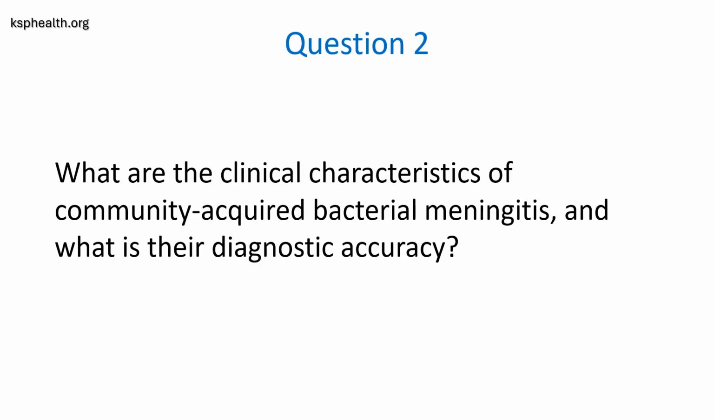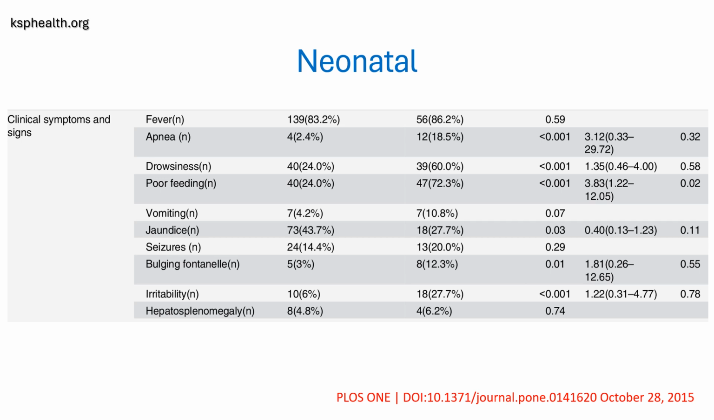The second important question is, what are the clinical characteristics of community-acquired bacterial meningitis, and what is their diagnostic accuracy? Let's see signs and symptoms in the neonatal period. Most of the patients will have a fever, but they can present with apnea, drowsiness, poor feeding, vomiting, jaundice, seizures, bulging fontanelle, irritability, and hepatosplenomegaly. So all these can be a presenting symptom or sign in patients less than 1 month old.